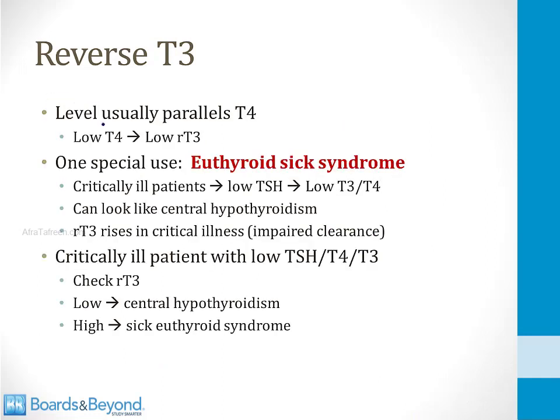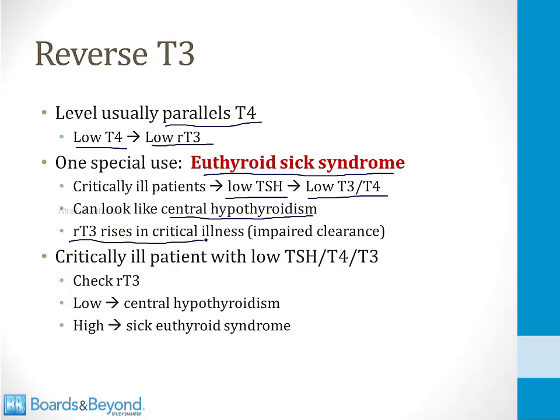The levels of reverse T3 in the plasma usually parallel the level of T4, so when there's low T4, there is also low reverse T3. The one exception to that is something called the euthyroid sick syndrome. In patients who are critically ill, they can develop a low TSH related to their critical illness. It is not due to a central or primary problem with the thyroid gland. This will lead to slightly low T3 and T4 levels, and this can look just like central hypothyroidism. It can have the same blood test pattern that we saw in those patients who had tumors of the pituitary or the hypothalamus. The one difference is that reverse T3 rises in critical illness.